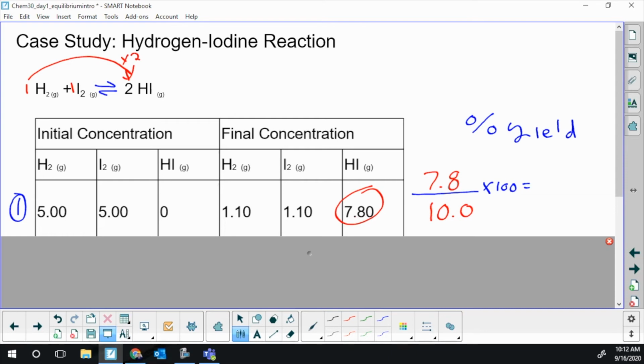So 7.8 divided by 10 times 100 is 78%. So this reaction went 78% forward. Didn't go 100%, didn't go the most it could have, went most of the way there, well past half. Okay. If it had only gone halfway, we would have had 5 units of product and half of the reactant left over. Okay. But it went 78%.